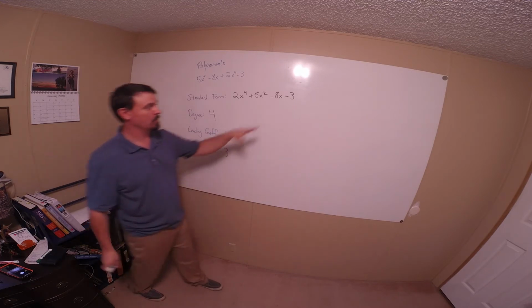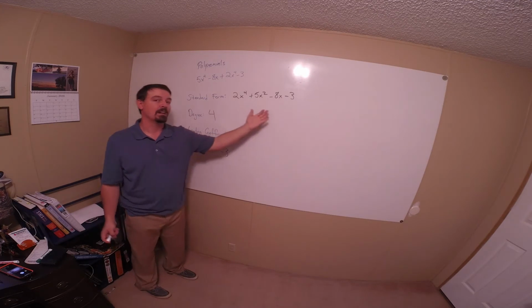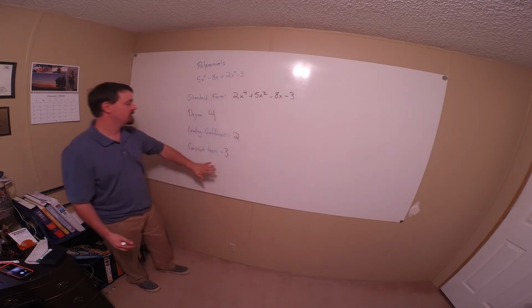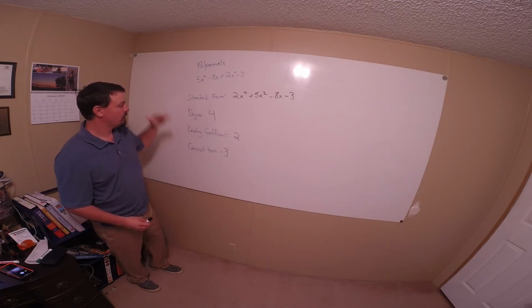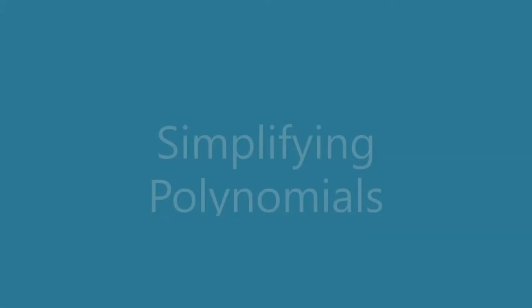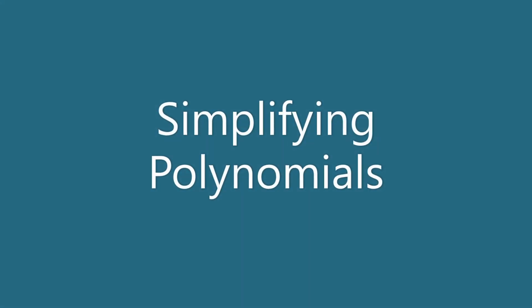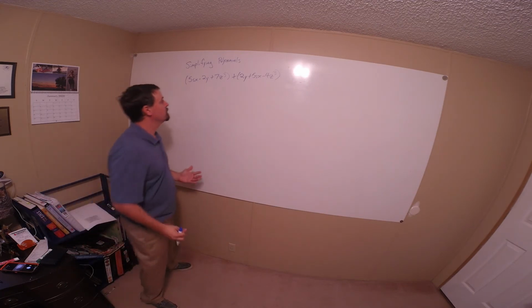Now, if you had more than one constant term, what you would need to do is combine and simplify that entire equation so you only have one constant term. And that is how you put the polynomial in standard form, find the degree, find the leading coefficient, and find the constant term. Now, as I said, we're going to have to do a lot of simplifying of polynomials, so let's practice that.